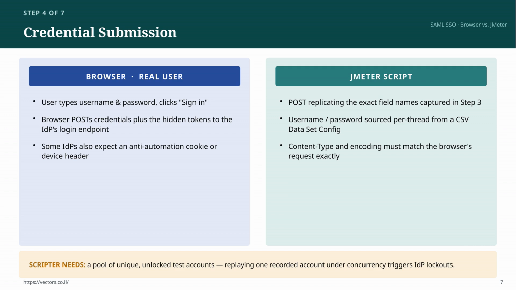This is also where test data planning becomes critical. If the script reuses one recorded account across many concurrent threads, the identity provider will very likely lock that account out, and that failure will look like a performance problem when it's really a test data problem.